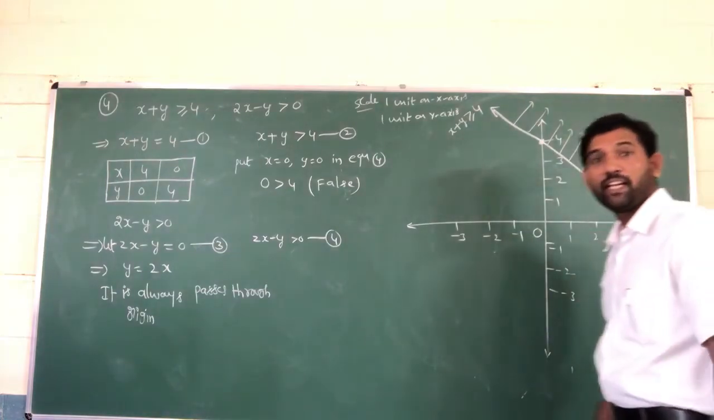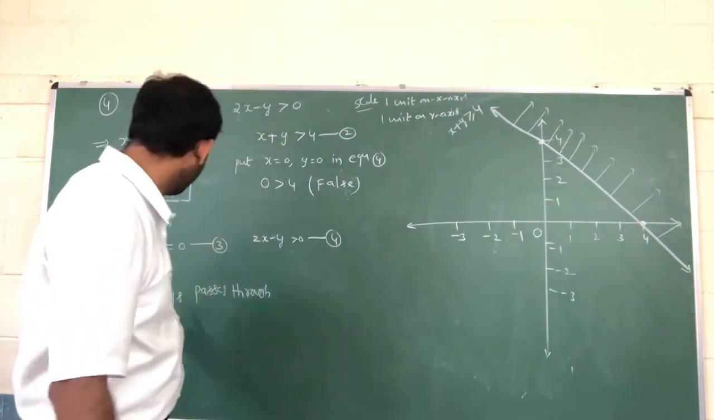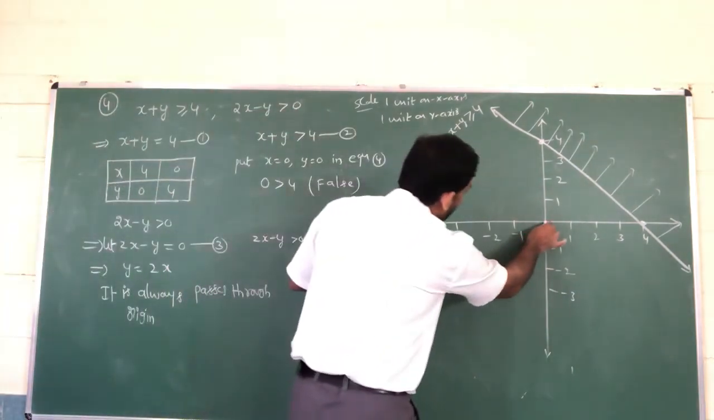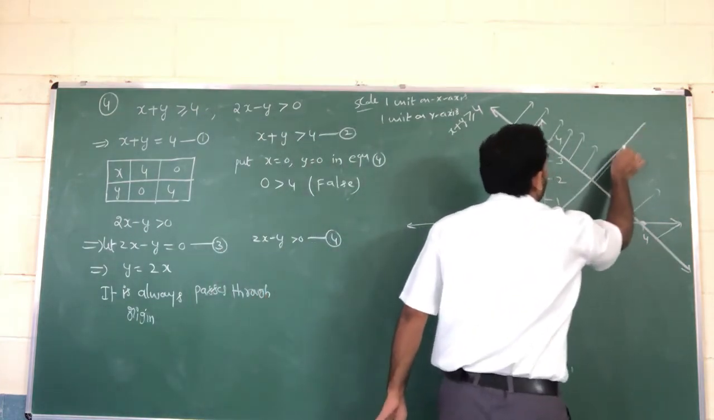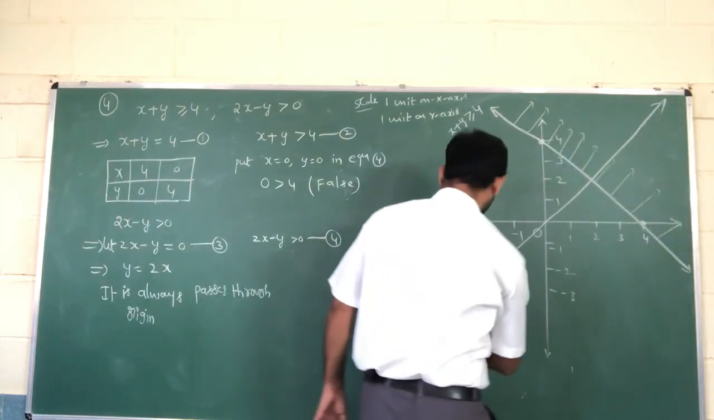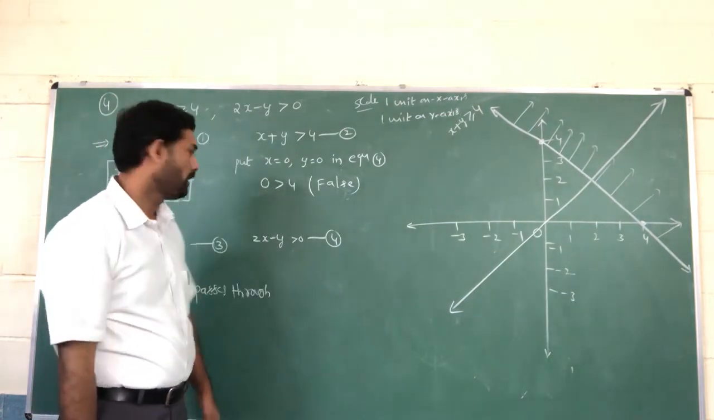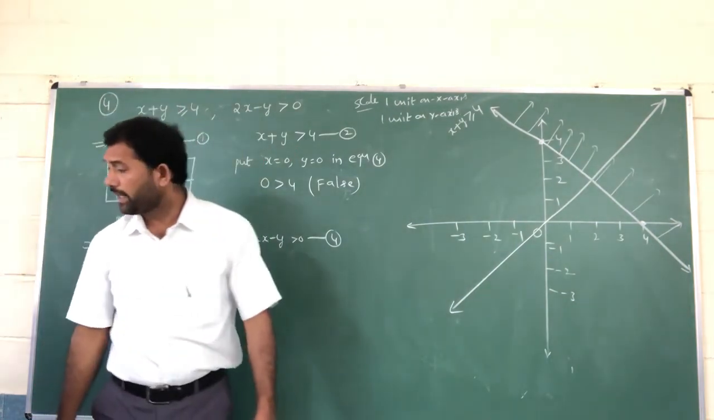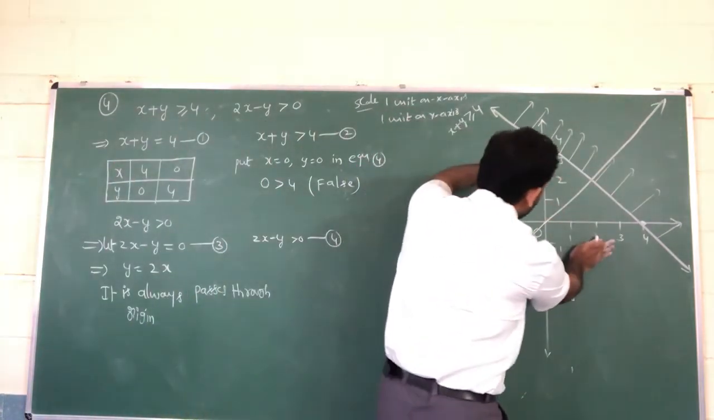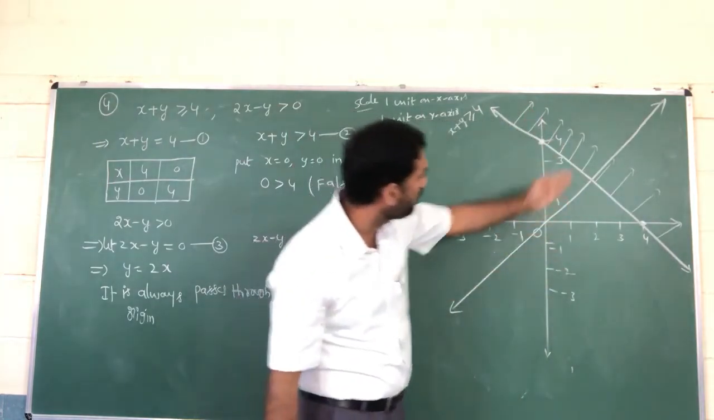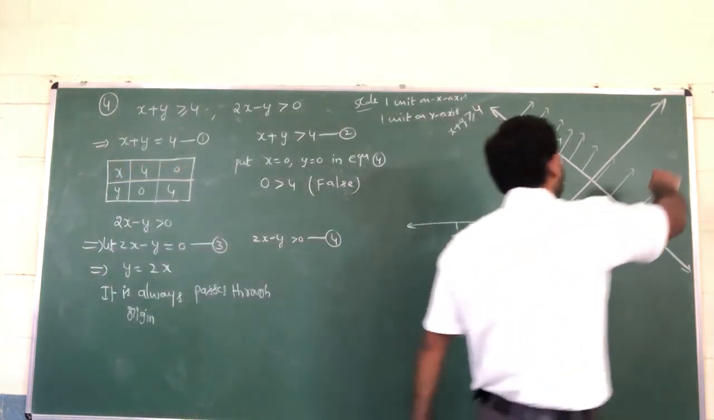Next, I said very clearly, y is equal to 2x. You don't take a box, you don't take x equal to 0, y equal to 0. So the y equal to 2x line always passes through the origin. It is positive, so positive means this one. Next one is greater than 0. Greater than 0 means where we have to shade. So here one solution is there, here one solution is there. Greater than means you have to shade below the line.